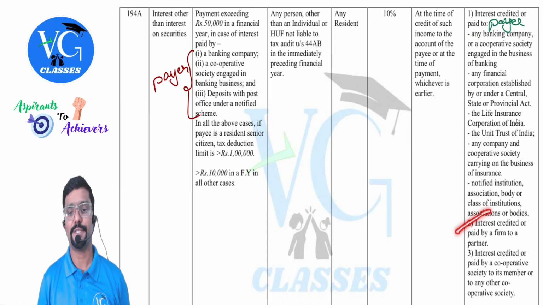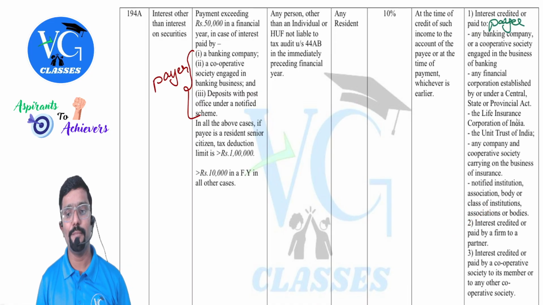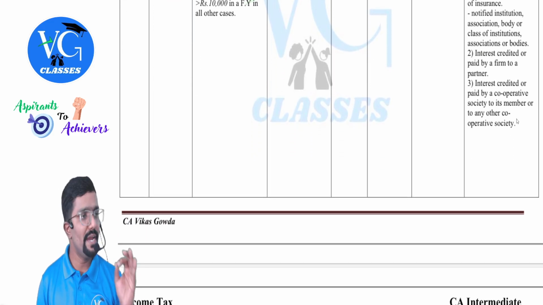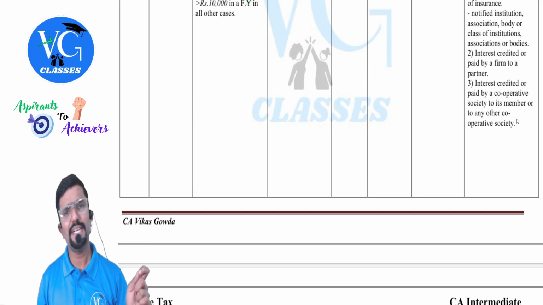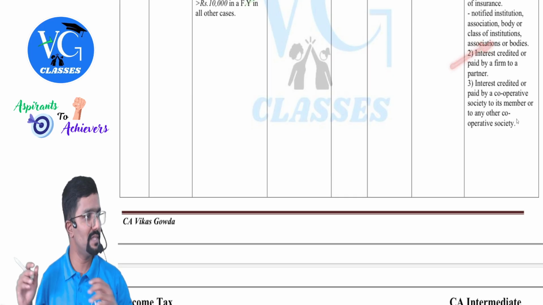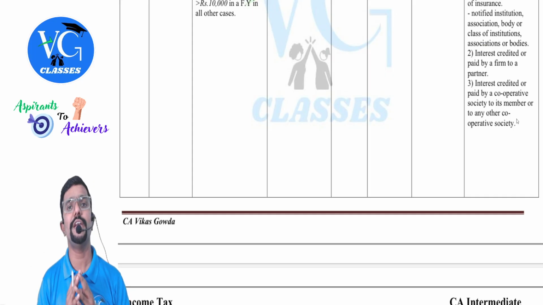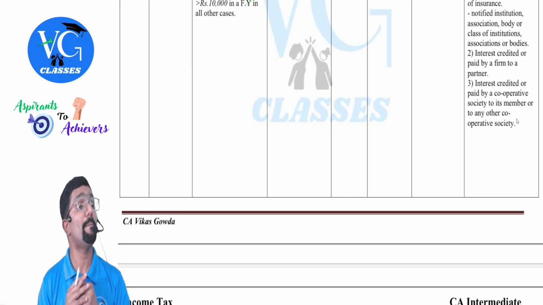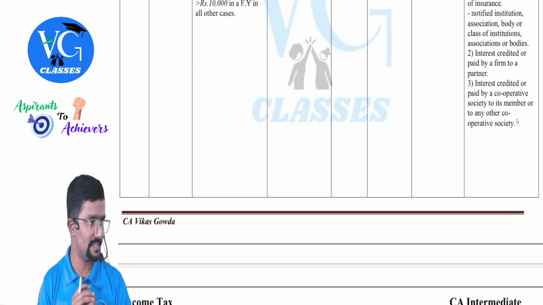Next, the second point here. Interest credited or paid by a firm to a partner. Sir, if a partnership firm is paying interest on capital or interest on loan to the partner, should they deduct TDS? No. For them, there is a new section which has been introduced, which we will see later. But under section 194A, they should not deduct TDS on interest on capital or interest on loan paid to the partner, guys.